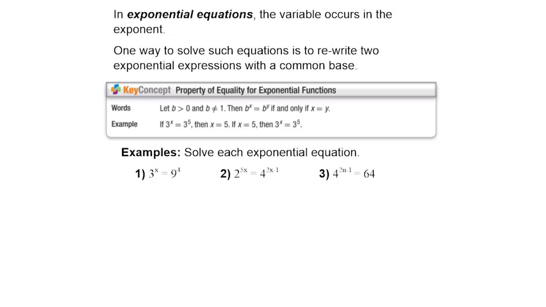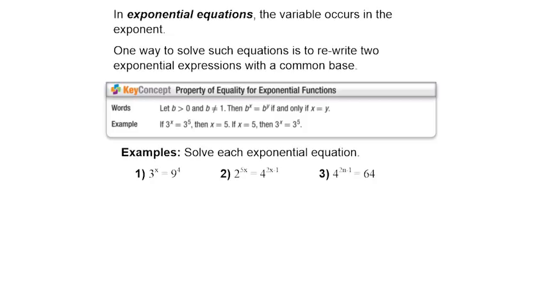Okay, so in exponential equations, the variable occurs in the exponent. One way to solve such exponential equations is to rewrite the two exponential expressions with a common base. Until we learn another skill dealing with something called logarithms, that will come later, we are just going to create common bases. So let me show you what I mean by that.